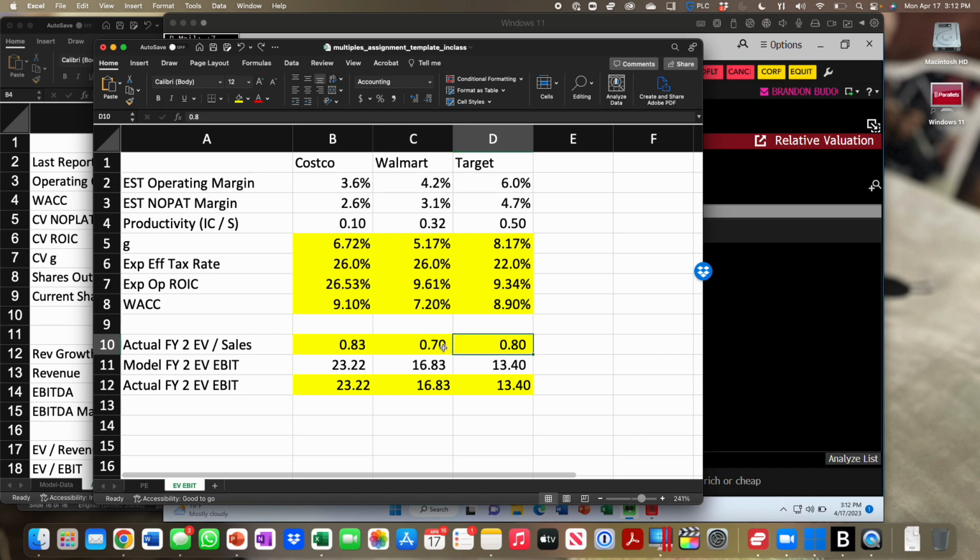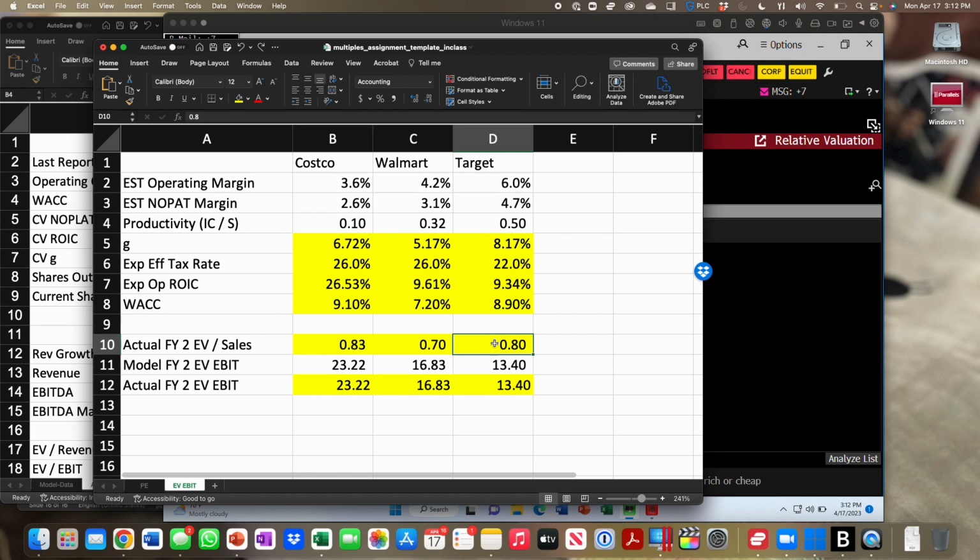Why is Target better than Walmart but still below Costco? They have the highest margin in the industry, 6%, almost double pre-tax what Costco's is. But the problem with Target is they're spending 50 cents per dollar on sales. So again, they're spending 5 times as much on investment to generate sales, even though they have a higher margin. People only pay 80 cents per dollar for those sales.